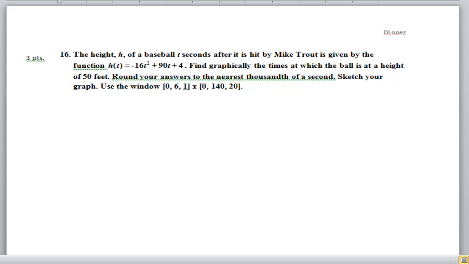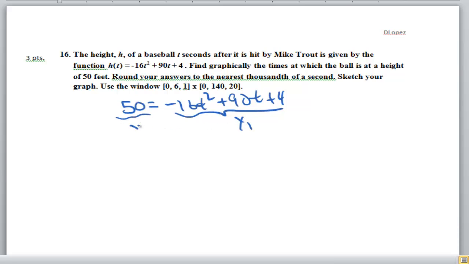16, not bad, except I think, again, the idea is some people don't realize that you were really solving an equation here, and the equation you were solving was 50 equals negative 16t squared plus 90t plus 4. So you should have entered one side as y1 and the other side as y2, and then do calc intersect. Right? I think some people are using trace, and if you use trace, you can kind of get pretty close to the solution, but you can't get the precise solution. So you have to use calc intersect.